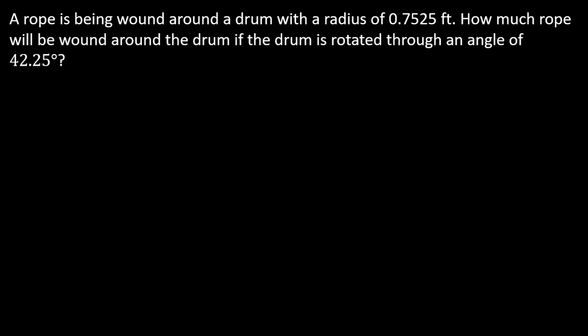Here's maybe a surprising one. A rope is being wound around a drum with a radius of 0.725 feet. How much rope will be wound around the drum if the drum is rotated through an angle of 42.25 degrees?